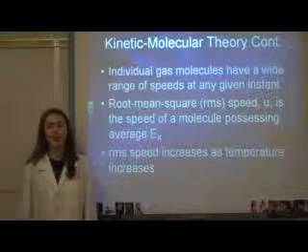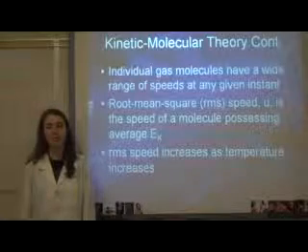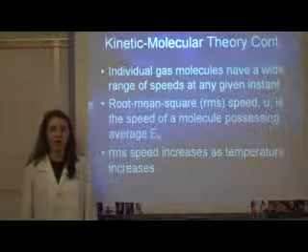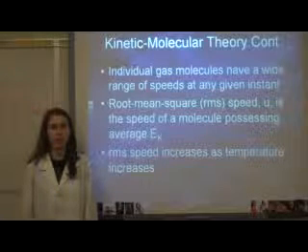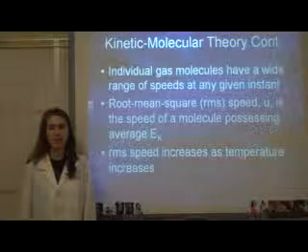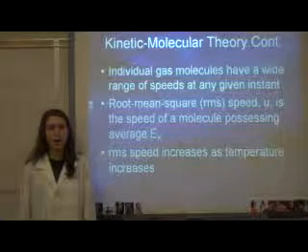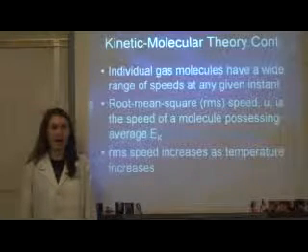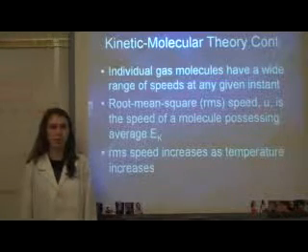As I hinted at earlier, individual gas molecules have a wide range of speeds at any given moment because there are frequent collisions between molecules. Root mean square speed, denoted as u, is the speed of a molecule possessing average kinetic energy. RMS speed increases as temperature increases. In fact, absolute temperature is a measure of average kinetic energy.